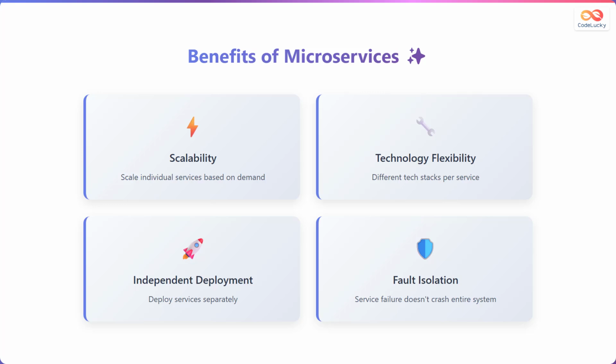Now, let's explore the advantages of using a microservices architecture. First, scalability. Individual services can be scaled based on demand. Second, technology flexibility. Different tech stacks can be used for each service. Third, independent deployment. Services can be deployed separately. And fourth, fault isolation. If one service fails, it does not crash the entire system.